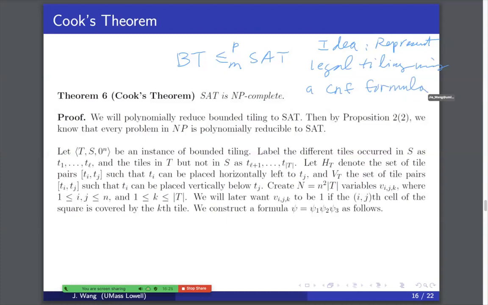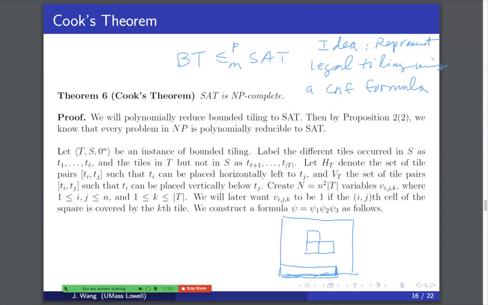Okay, so what do we need to do? First of all, we use a formula to represent the initial sequence of tiles, and then for each tile, we can say, okay, for two tiles, we can put one tile on top of it or put it on the right of it, right? So we need to represent all these possible tilings using a Boolean formula.